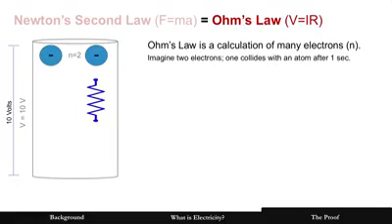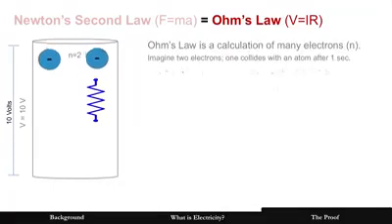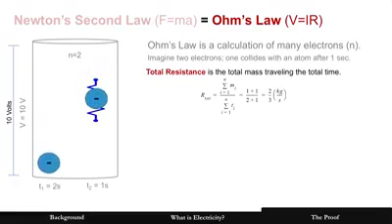Ohm's law is really a calculation of many electrons because you can't just take a look at one electron and calculate it. It's impossible. So imagine two electrons. One collides with an atom after 1 second. Now, does that look familiar? That's the same thing that we just did with Newton's law with two balls that are being dropped. The total resistance in this case now is the sum of all masses divided by the sum of all time, and you get 2/3 kilograms per second. You can see the equation there.